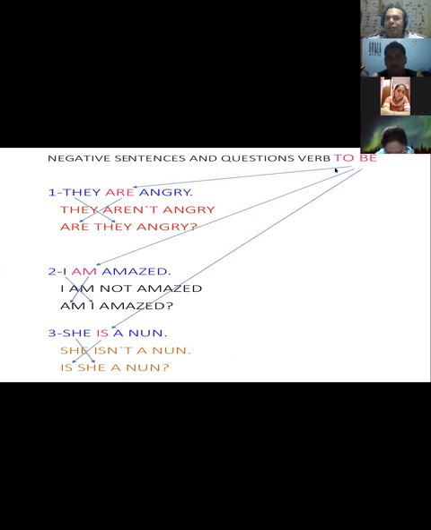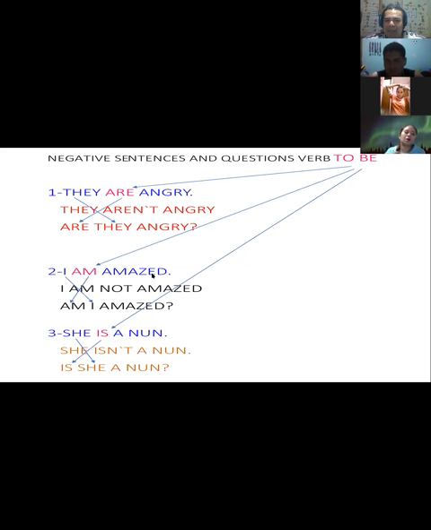Negative sentences and questions using the verb to be. They are angry. Cuando utilizamos el verbo to be, when we use the verb to be, utilizamos el mismo verbo para hacer el negativo y el mismo verbo para hacer la pregunta. They are angry. Negative. They aren't angry. ¿Cómo se forma la pregunta? Cruzando el verbo y el sujeto. Correcto, right? El verbo to be se pone primero y después se pone el sujeto para hacer la pregunta. Are they angry? Okay. So the same is for this verb to be.